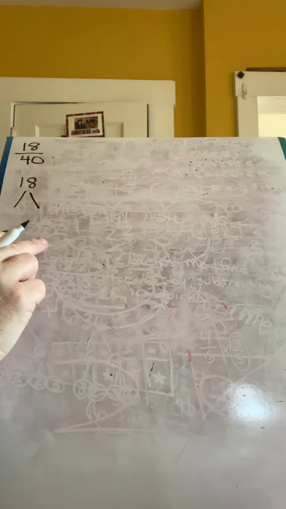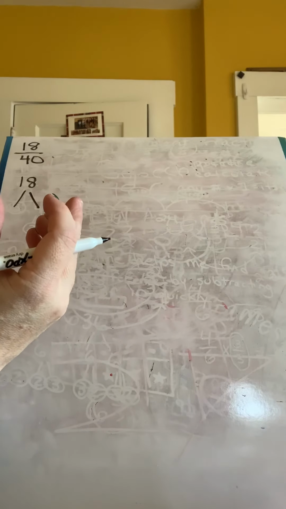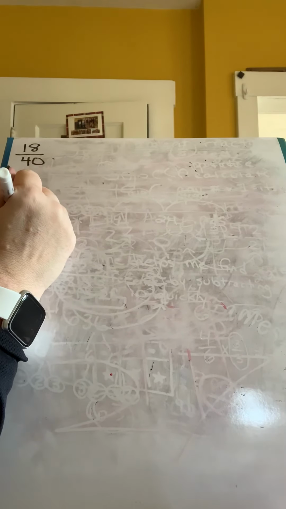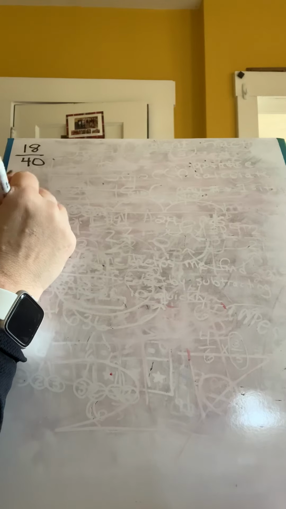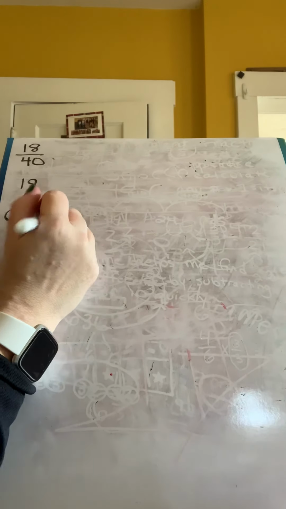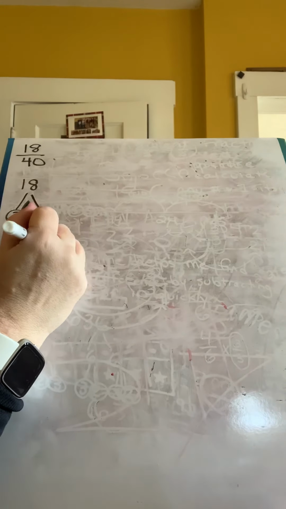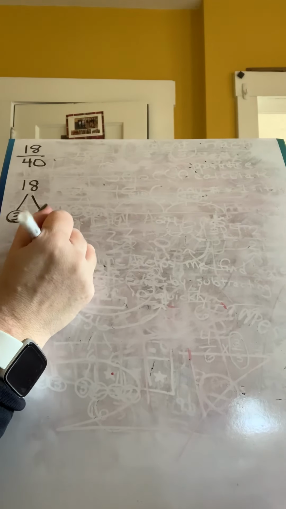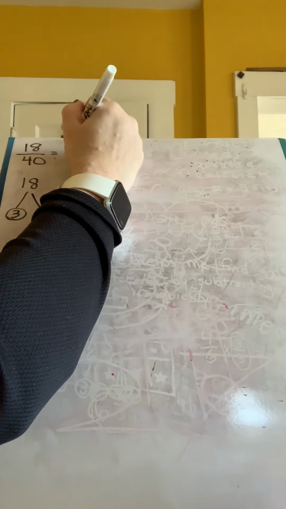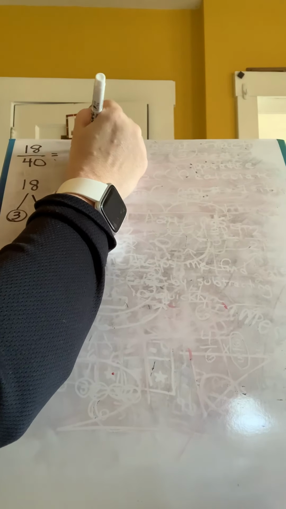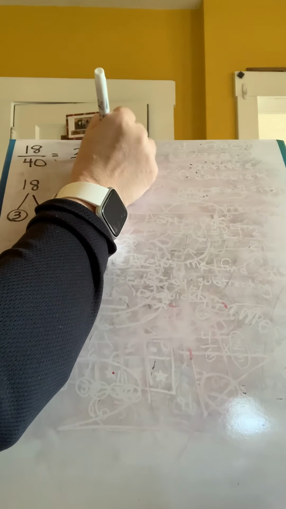So 18. I'm going to start with a fact that I know already has a prime number in it. I'll make it a little easier for myself. So I'll do 3 times 6. Oops, 6 is not prime. And then 6 will be 3 times 2. So 18 is 2 times 3 times 3.